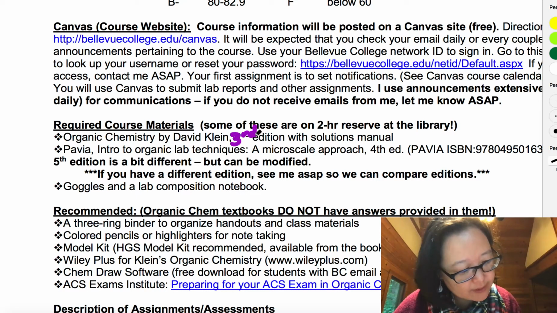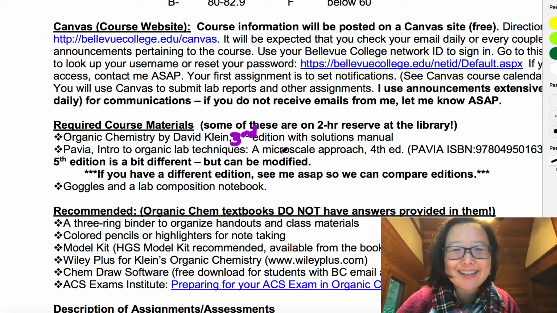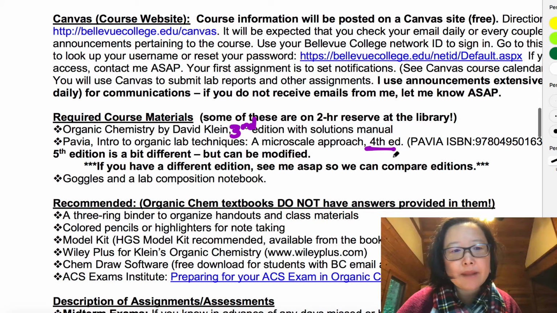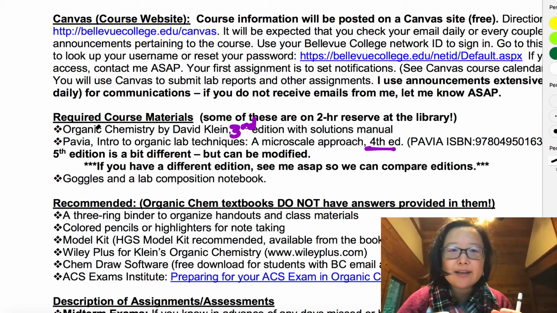This is something that we changed in the last couple years, so I forgot to change it here. We are still using the 4th edition Pavia lab text though. And for those of you who are struggling with finances or can't spend a lot of money on books, I would say at a minimum you could get the Organic Chemistry as a Second Language. It's a little pamphlet that David Klein wrote, and volume 2 is what you'd want for this class.